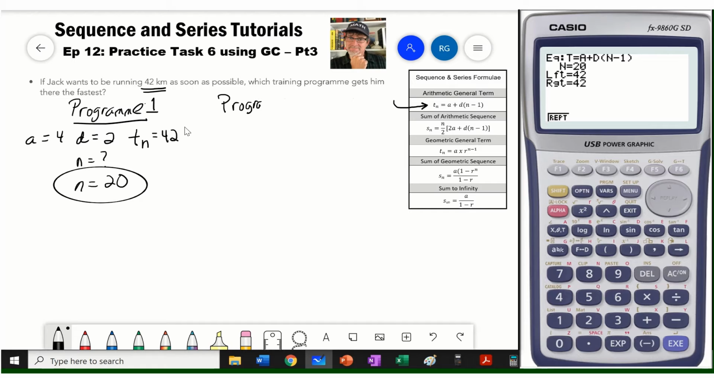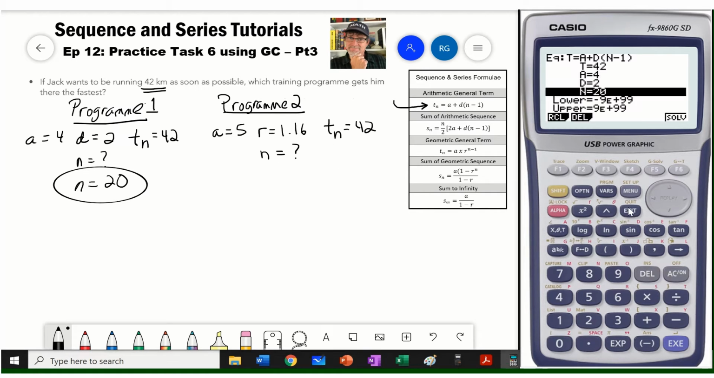So let's have a look at program 2. Remember we had an a of 5, and we have a common ratio of 1.16, and we've got a term of 42, and we have an unknown n. So we go to our graphing calculator, and if I hit exit, I can go back and delete this one by hitting F2, and then hit F1 for yes. Now we want our new equation, because this one is a term in the geometric sequence, not the arithmetic.